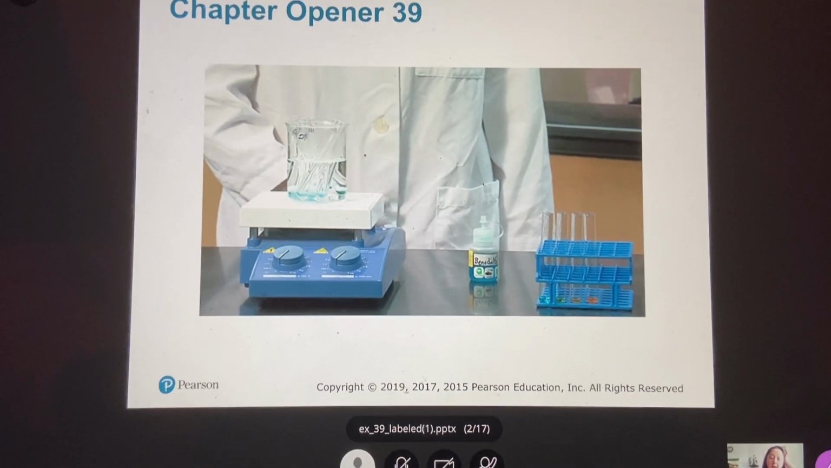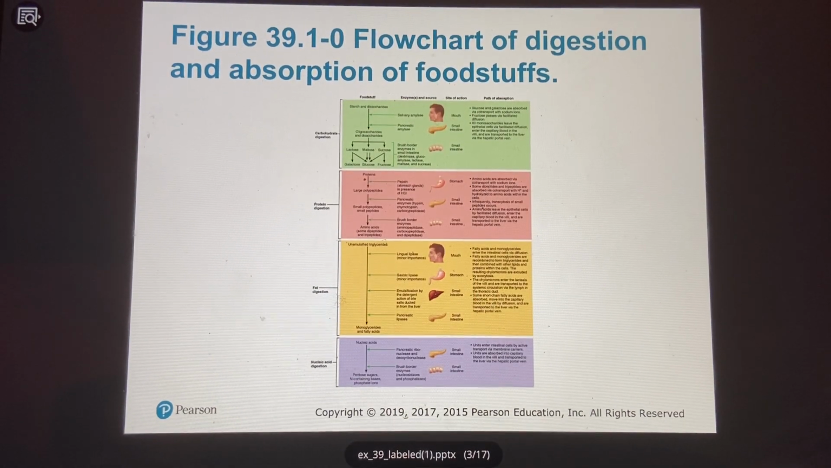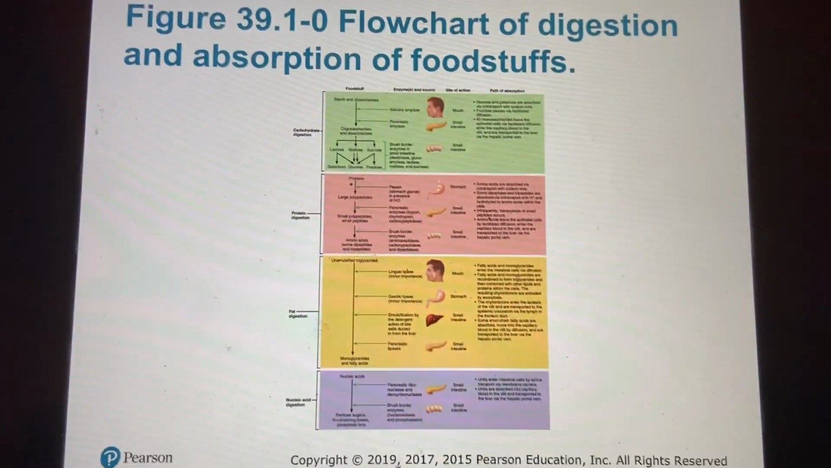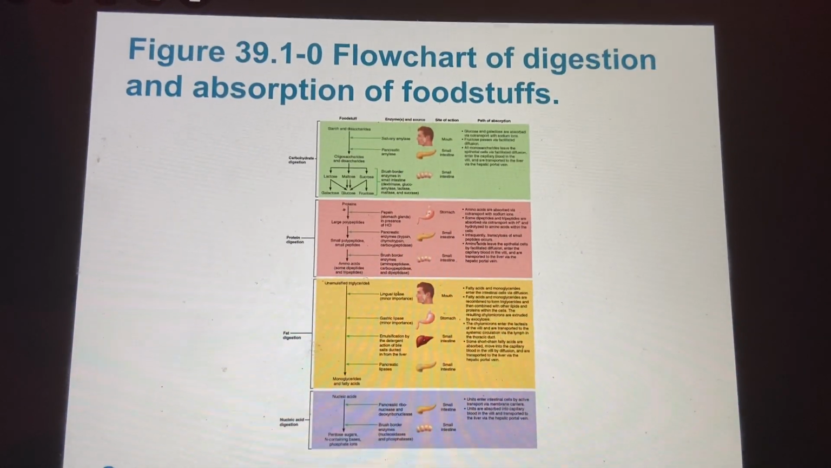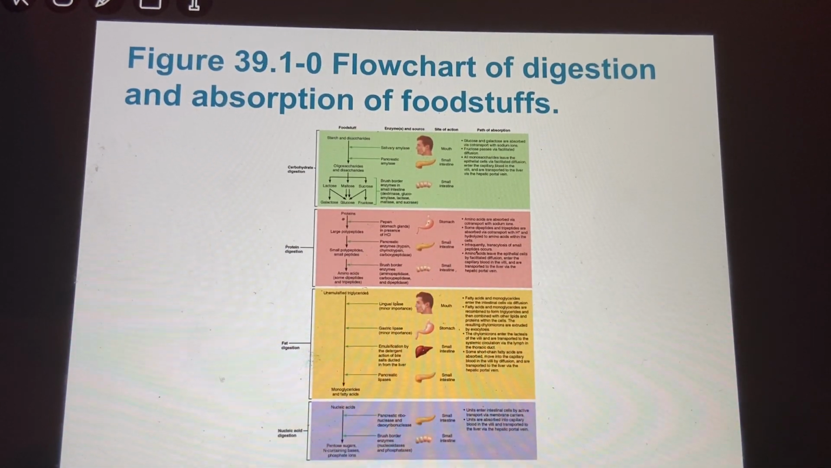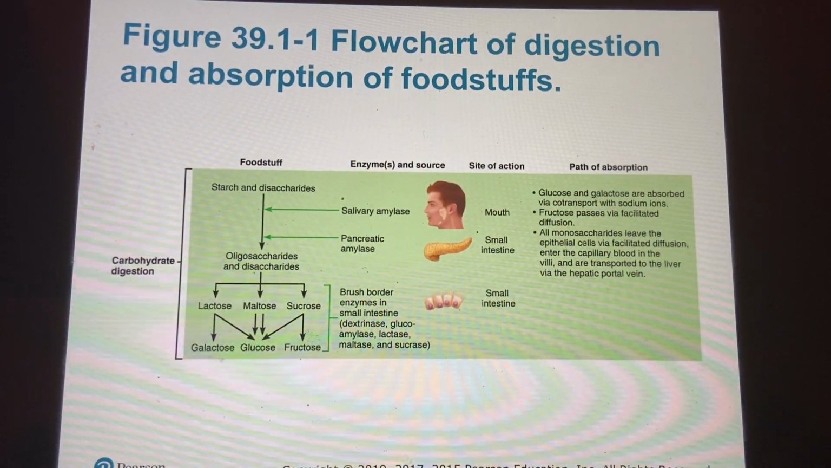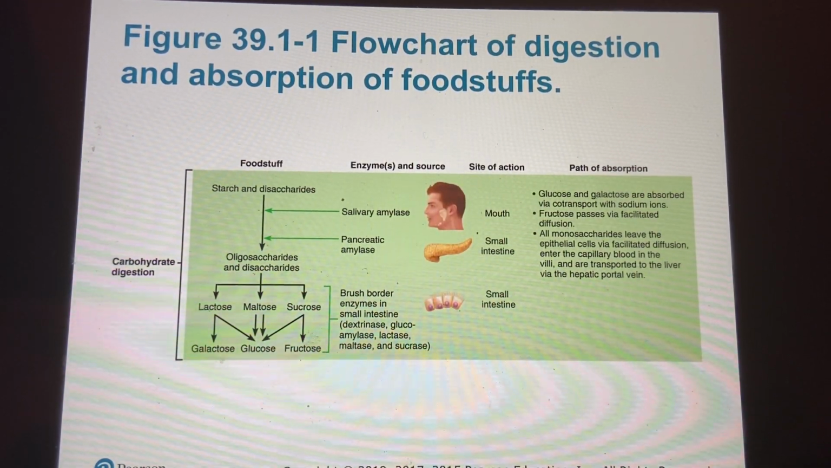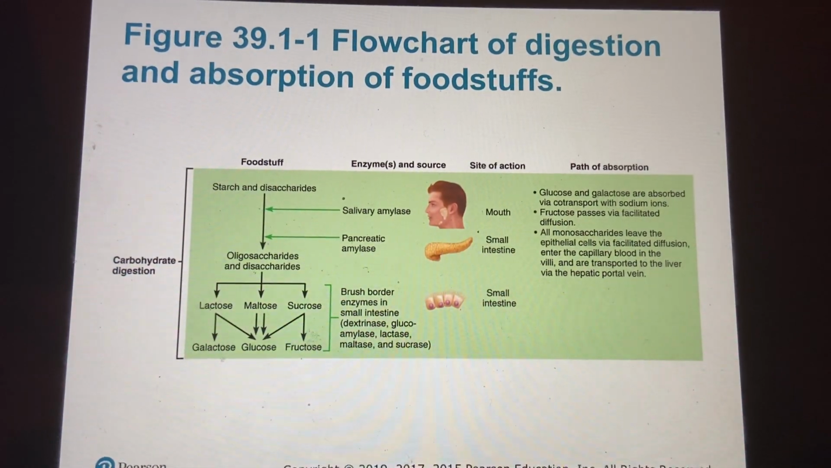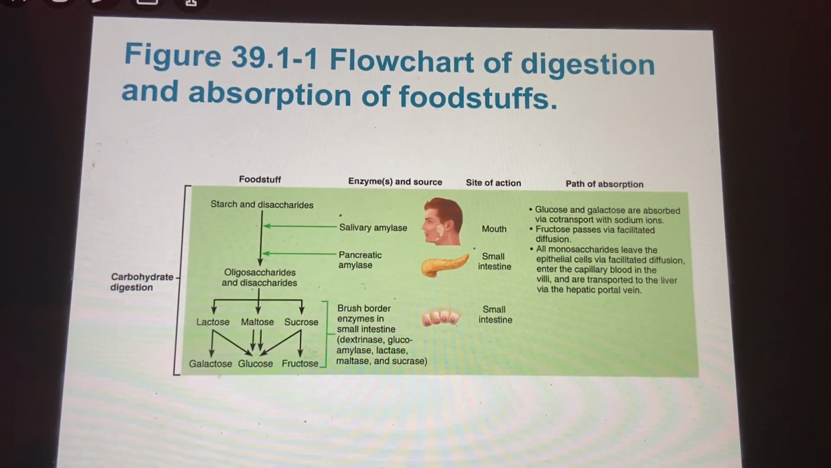So this is chapter 29, a virtual lab, basically. All of these PowerPoints, you have them in the table, as you know by now. Excuse me. What happens? This is a flow chart of digestion and absorption of foodstuffs. We should have at least a bird's eye view of what happens.